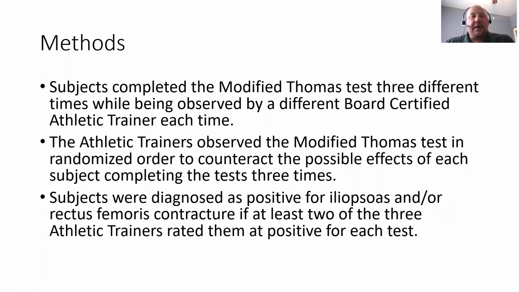So what we did was had the subjects complete a modified Thomas test 3 different times while they were being observed by an athletic trainer. We randomized the order that the athletic trainers observed the modified Thomas test. So that wasn't the same athletic trainer observing the first one, second one, and third one, and so on. And there wasn't always complete agreement if the subjects were positive or negative. So if at least 2 out of 3 athletic trainers rated them as positive for the iliopsoas and or rectus femoris contracture, we counted them as positive for each test.